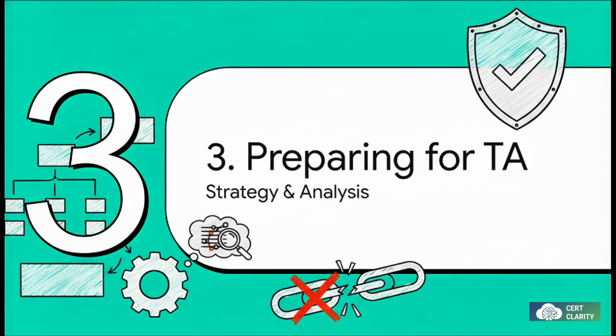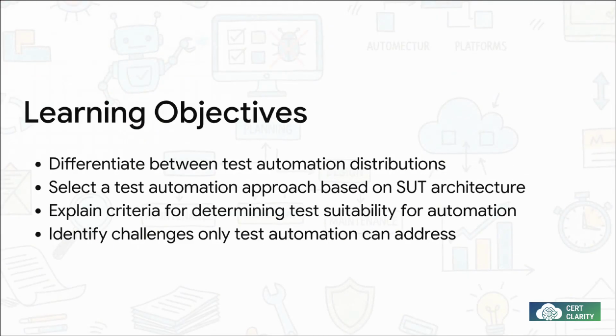Now for Chapter 3, Preparing for Test Automation. Okay, this section is a big one. The strategic thinking you do at this stage is what separates the successful automation projects from the ones that just turn into these expensive, unmaintainable nightmares. This is all about making smart calls up front.